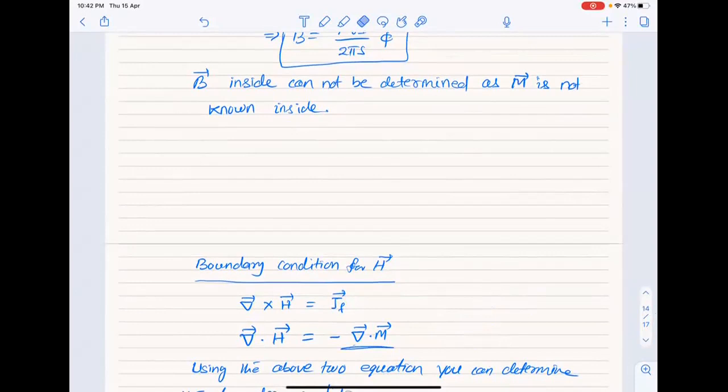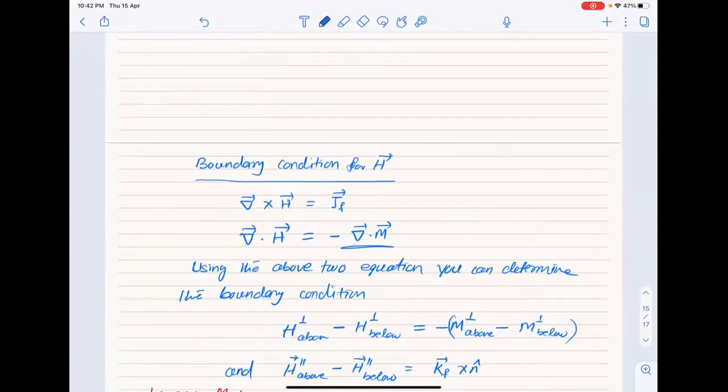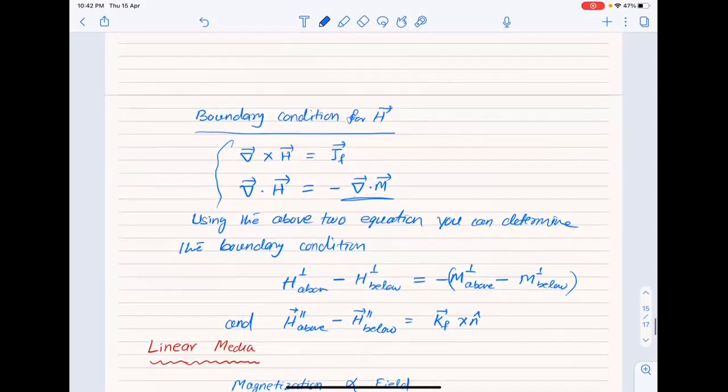So your divergence of H is nothing but minus del dot M. Using these two equations, you can determine the boundary conditions. Again, you go through similar procedures of constructing a pillbox, then calculating the discontinuity in H, the parallel and the perpendicular component of H. I will not really go through them. I have already told you the two equations, so you can take the help of these two equations and determine.